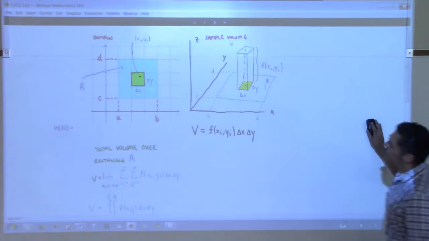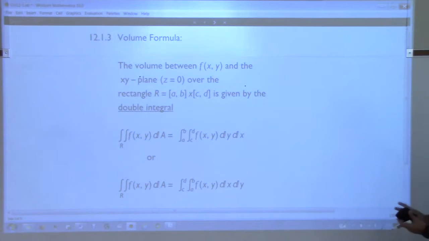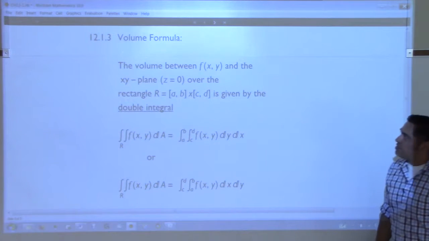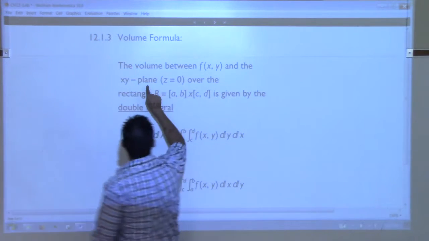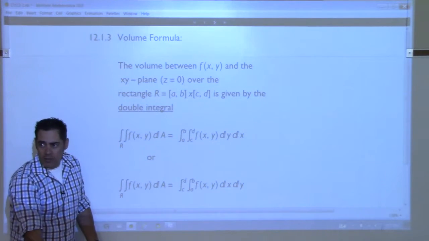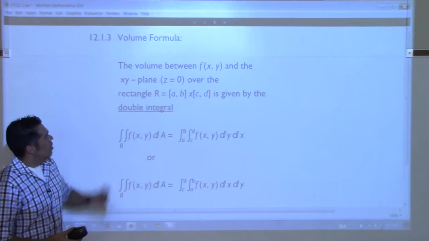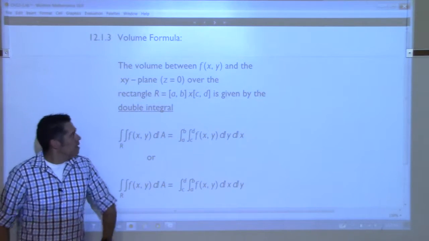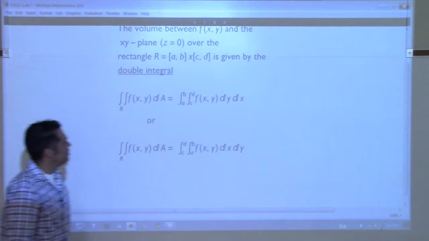All right. So here's the important thing, if you're going to take anything away from what I've said. If you're trying to find the volume between a surface f of x, y and the xy plane. Now remember, the xy plane is the same as z equals 0. That's the ground. So we're trying to find the volume between that surface and the ground over a rectangle. So on the ground is a rectangle. Then here are the integrals. There's two of them. Now let's see what's the difference between them.